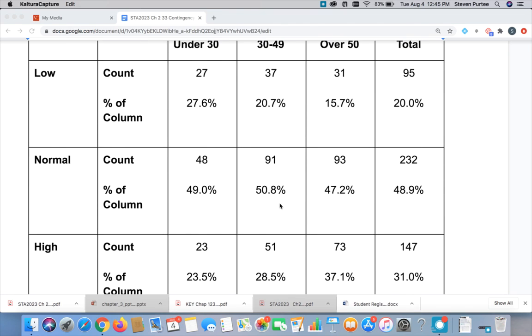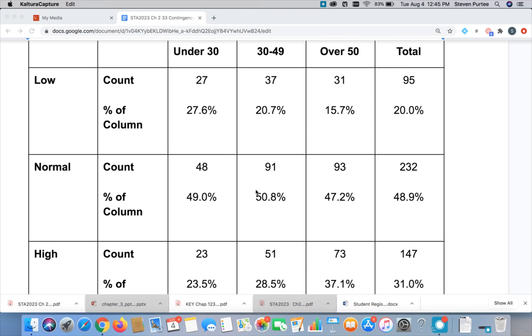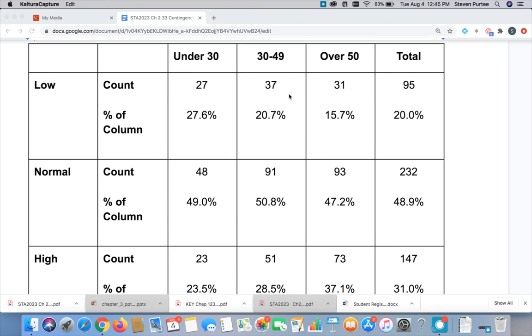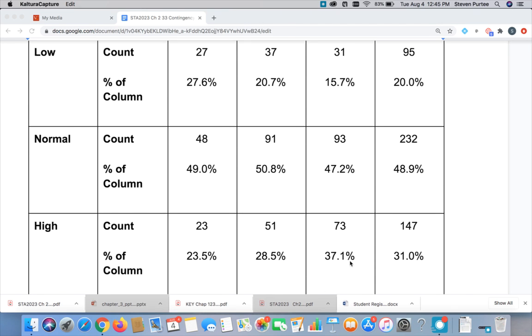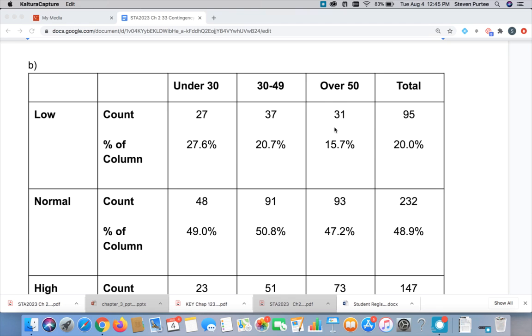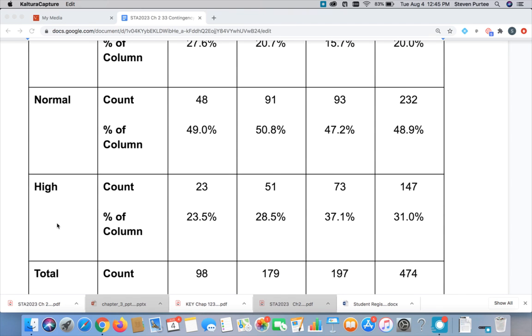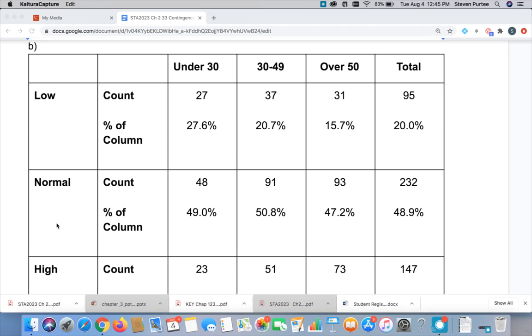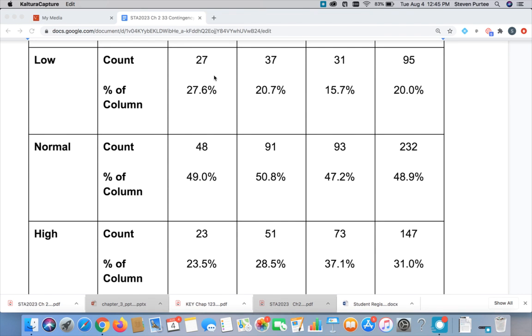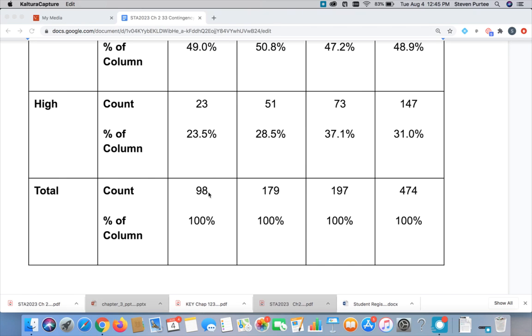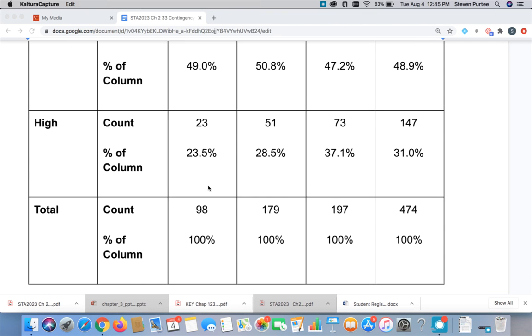So this number right here, for example, remember whatever comes after the word of, because we're doing a column table, is the name of the column. So 50% of the 30 to 49 age group have normal blood pressure. 37.1% of the over 50 have high blood pressure, and so forth. So we take each number and divide by the total at the bottom of that column, and then when we say our sentence, whatever comes after the word of is the name of the column.